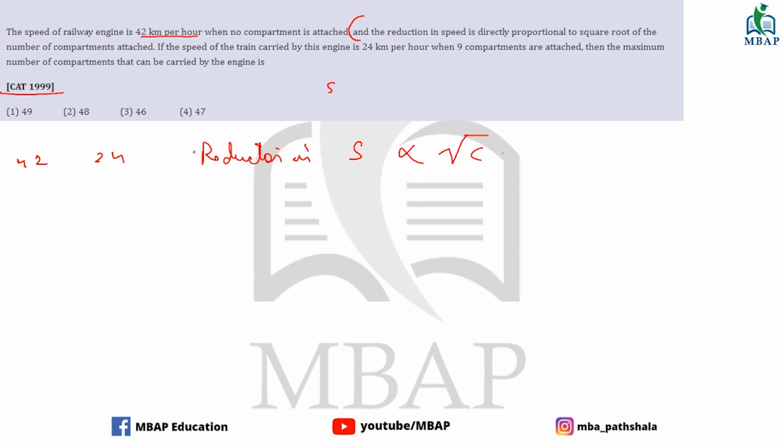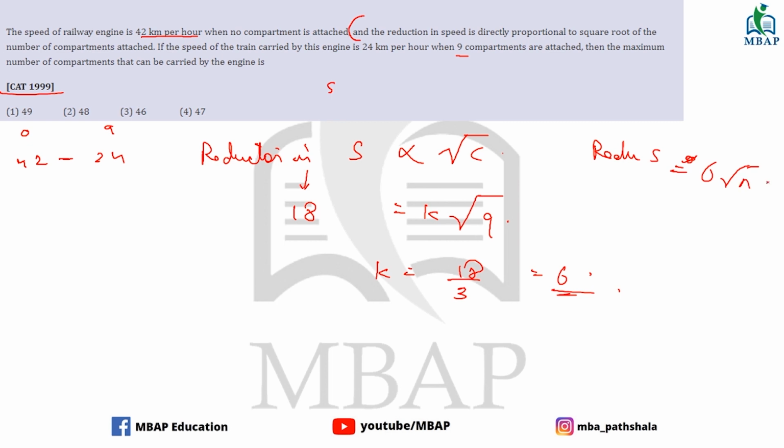So remember, the speed is not directly proportional to the square root of the number of compartments. It is the reduction in speed which is directly proportional. So that means your speed reduced from when it has 0 compartments to when it has 9 compartments. So the reduction of the speed is 42 minus 24, which will give you 18. Reduction in speed becomes 18, and then this can be written as equal to K, right? We will introduce a constant of proportionality, and then it is square root of 9 because 9 compartments were attached. So the value of K will be what? 18 by 3, which is 6. Now, that means I can say that reduction in speed is equal to 6 root n with this equation.